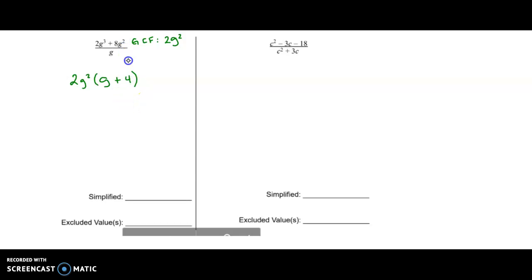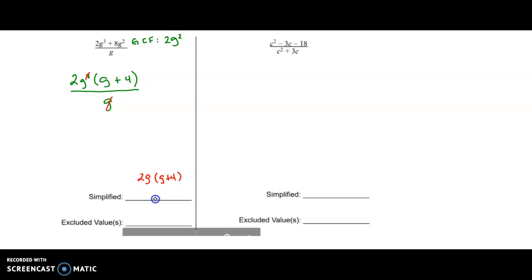Okay. So there's the factored version of the numerator, and down here we still have the g, right? Now there's no g plus 4 to cancel out, but I'm noticing here there's a g squared and 1g. That means one of these g's can cancel out, and this g can cancel out. And so we have a g left over here. So we have 2g times g plus 4.